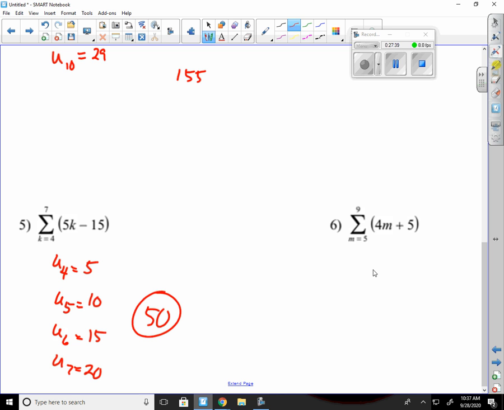Number 6, we're going from 5 to 9. So u sub 5 equals 4 times 5, which is 20, plus 5 is 25. U sub 6 would be 4 times 6, which is 24, plus 5, that's 29. U sub 7 is going to be 4 times 7, 28, plus 5, that's 33. If you haven't been able to tell yet, we're going up by 4s.